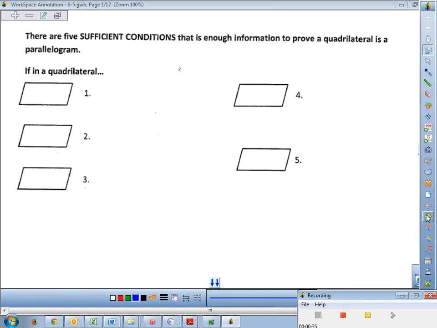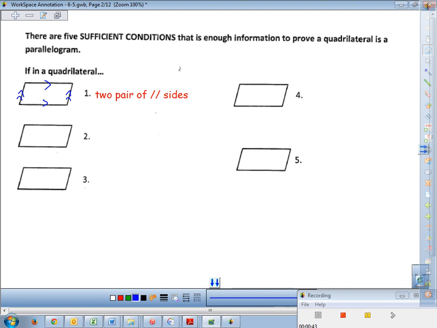The first way is if you got 2 pairs of parallel sides. That is by far the most obvious way to know that that's a parallelogram, and then you should mark it with 2 sets of parallel sides. That's what the old picture would look like. But without having that, what's another way that we could know that something's a parallelogram?